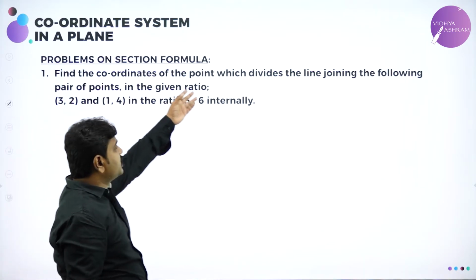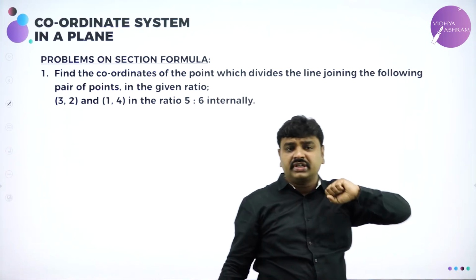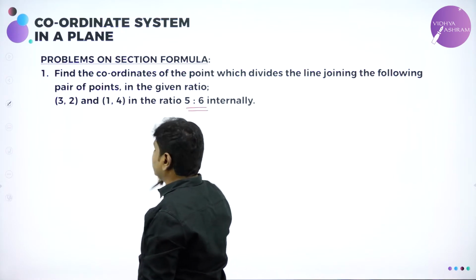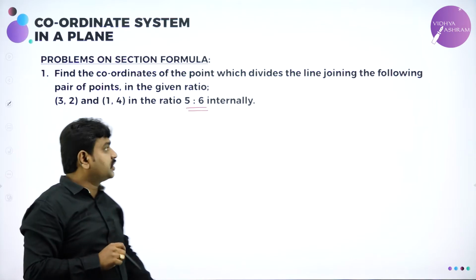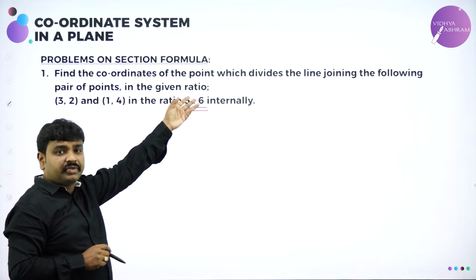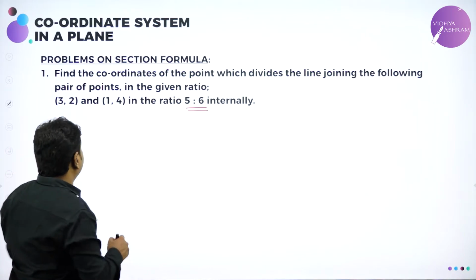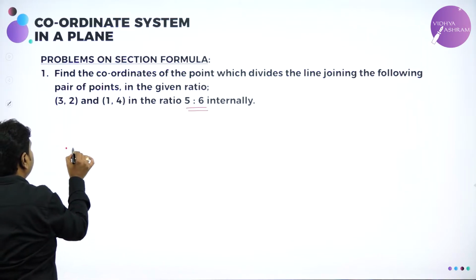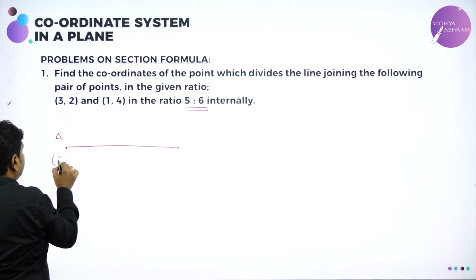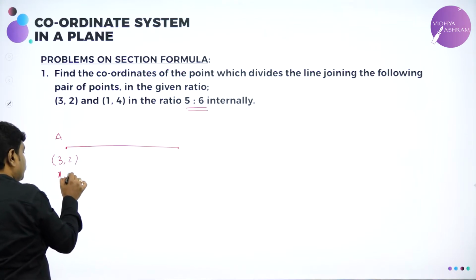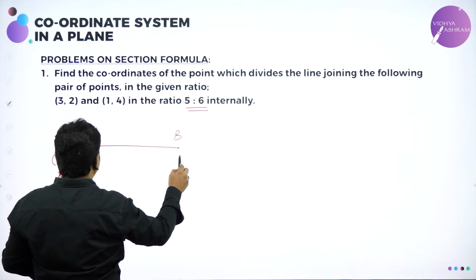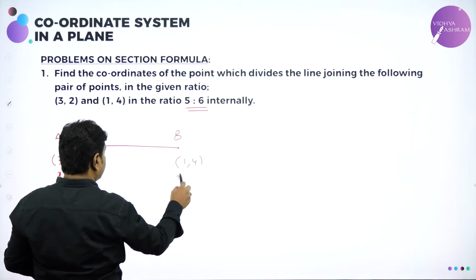Now find the coordinates of the point which divides the line joining (3, 2) and (1, 4) in the ratio 5:6 internally. Please understand the question. They want you to find the coordinates of the point, that is x, y, on the line joining these two. So I'll draw a draft diagram. I'll take A as point (3, 2) and name it (x1, y1), and the other point they give is B (1, 4), named (x2, y2).